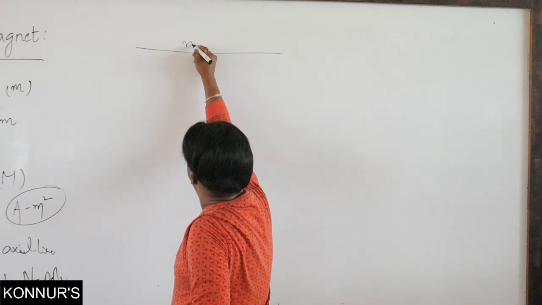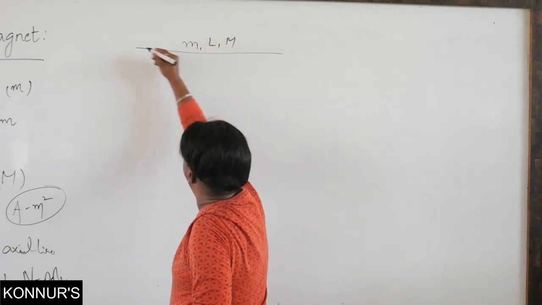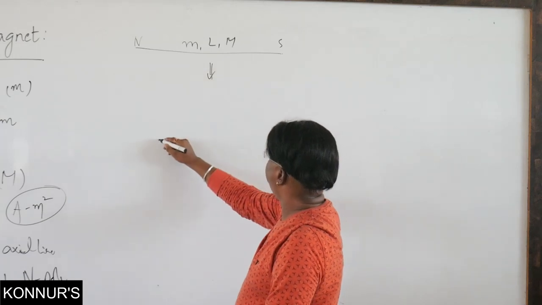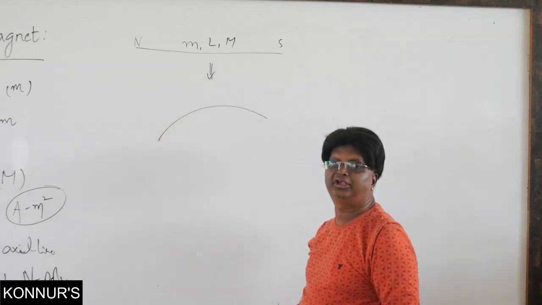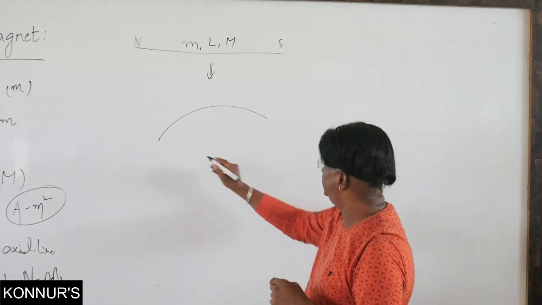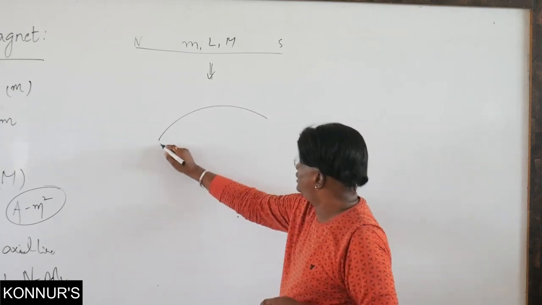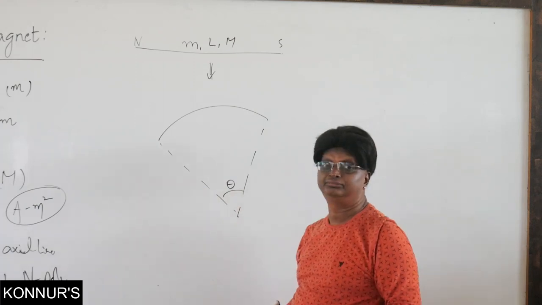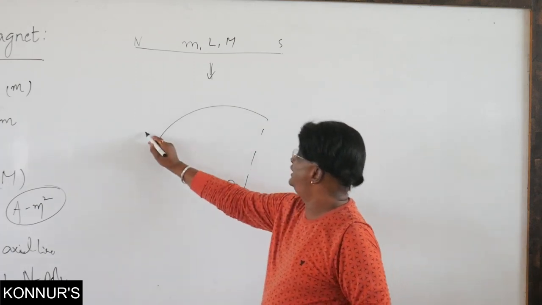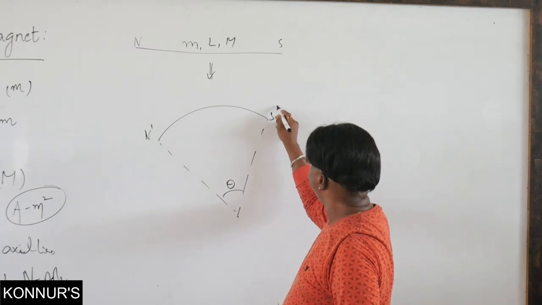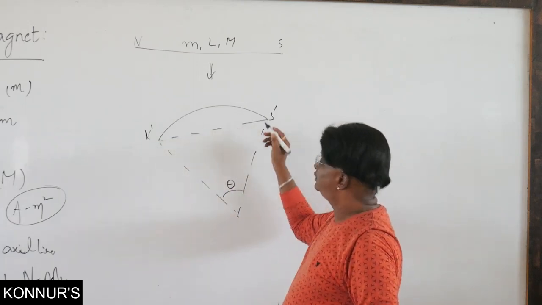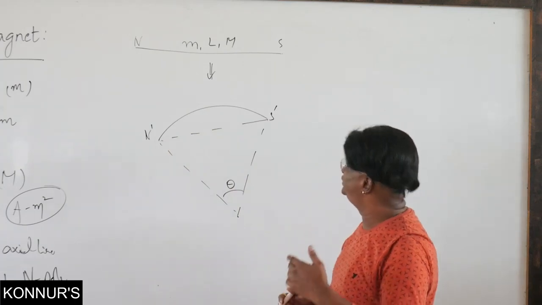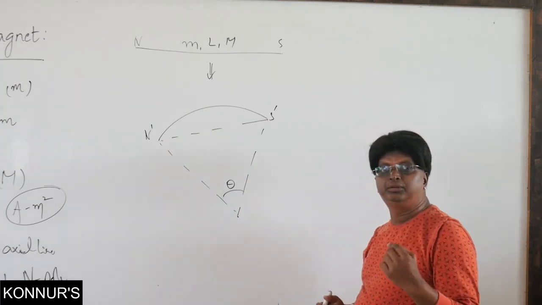Here this is the force 20 m, length l, magnetic moment M, right? Now this time it is bent in the form of an arc. Arc-shaped we are getting, such that this arc angle is theta. One more time, what you find is that this is N dash and S dash, poles coming closer. The dipole length is decreasing, no change in pole strength.